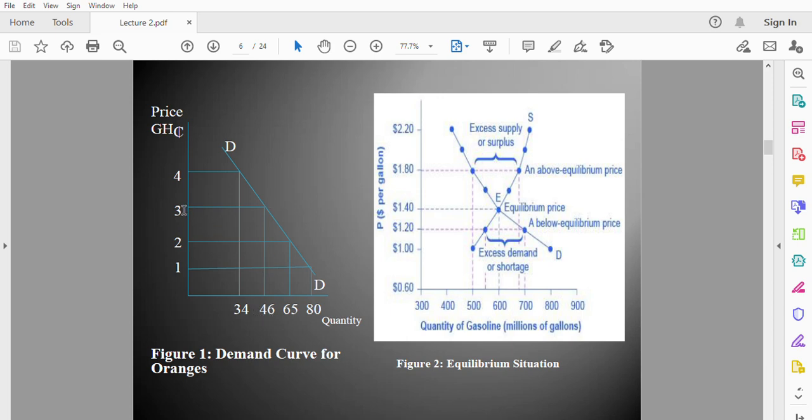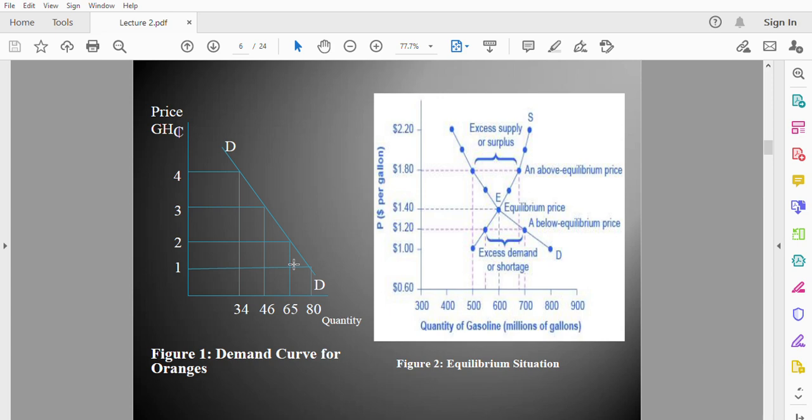A further decrease from 3 to 2, quantity demanded changes from 46 to 65. What do we realize here? When price decreases, quantity demanded increases. What about when price increases? Assuming price was 1 and quantity demanded was 80. If the price increases from 1 to 2, what happens to the quantity demanded? The quantity demanded decreases from 80 to 65.